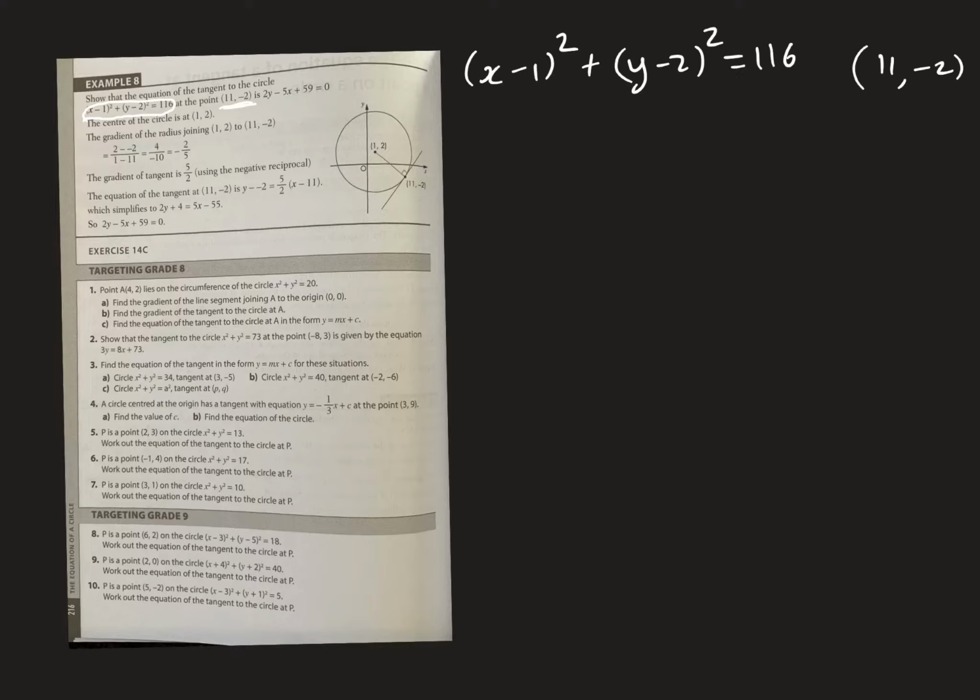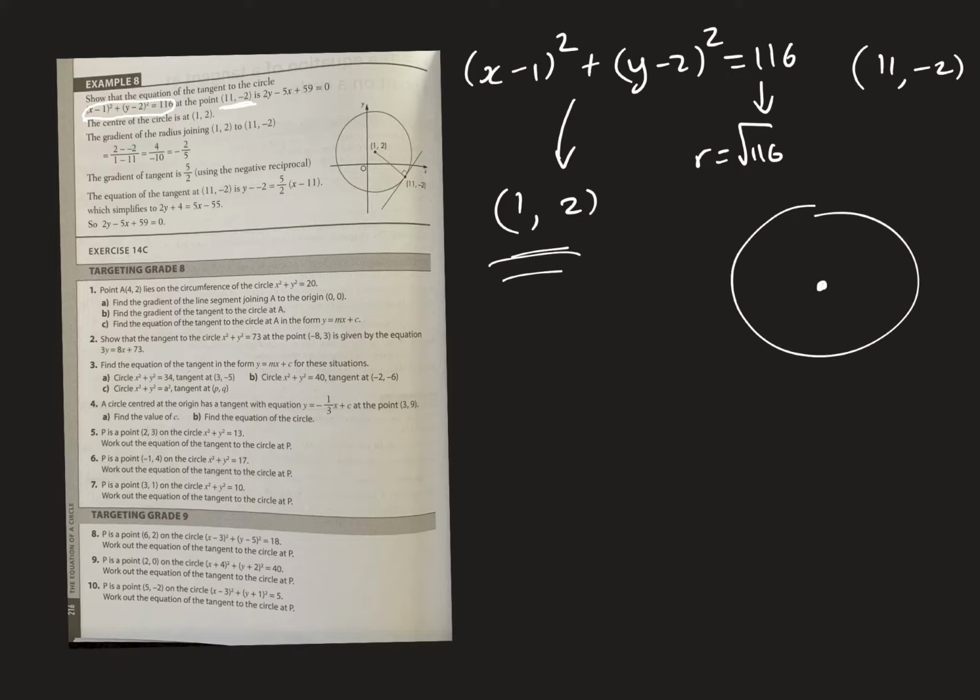So what can we extract from here? Well, we know that the radius is the square root of 116. Okay, that's something else we can extract. And from the lesson at 14.2, we can also extract that the centre of this circle must be 1, 2. So that is the centre of this circle. So again, we're trying to work out the equation of the tangent. So basically, we've got a circle with centre 1, 2.